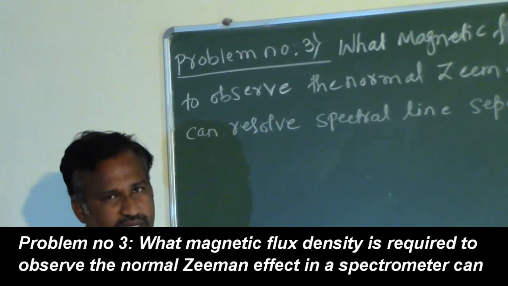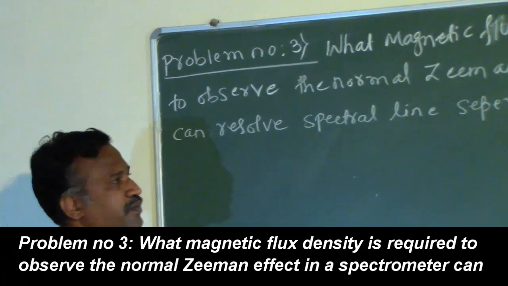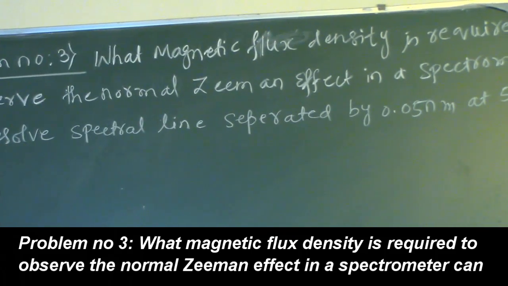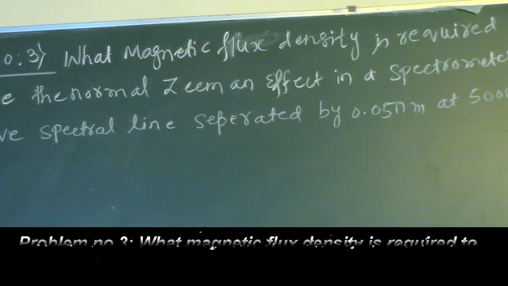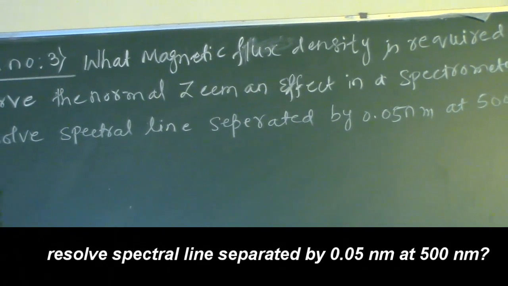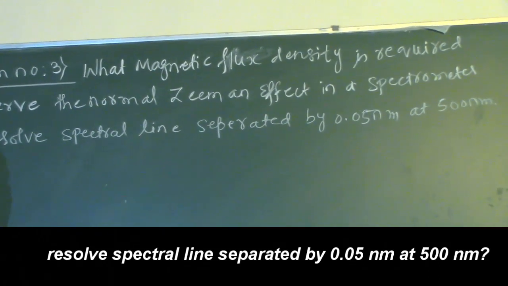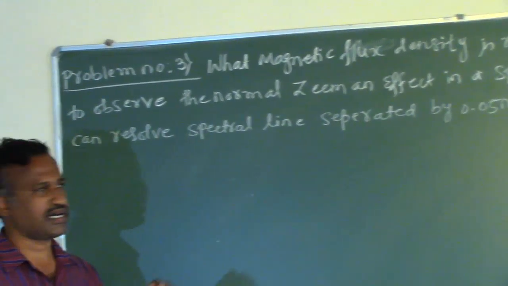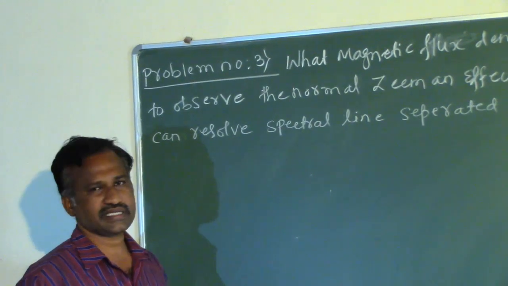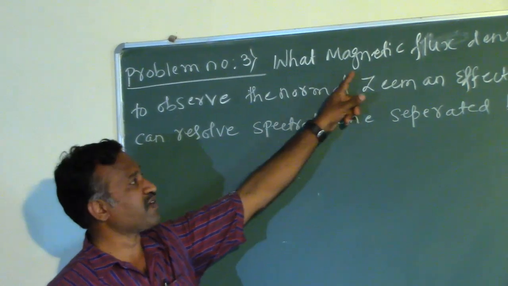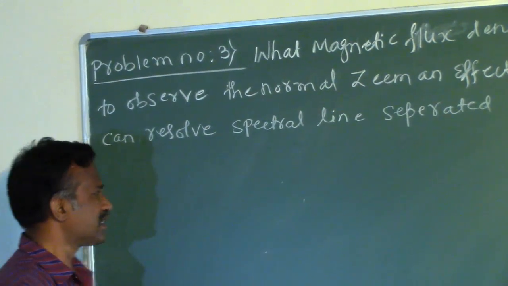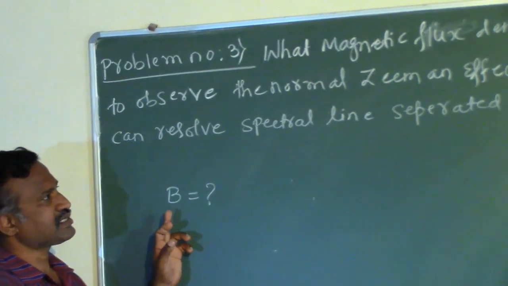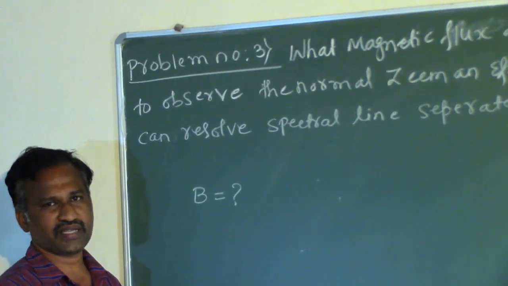Problem number 3 is given as: what magnetic flux density is required to observe the normal Zeeman effect in a spectrometer that can resolve spectral lines separated by 0.05 nanometer at 500 nanometer? See students, the main important thing in this problem is that we have to calculate the strength of the magnetic field. What does magnetic flux density mean? Flux density is nothing but the strength of the magnetic field that we have to calculate.